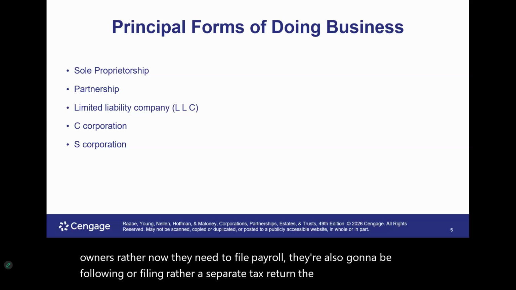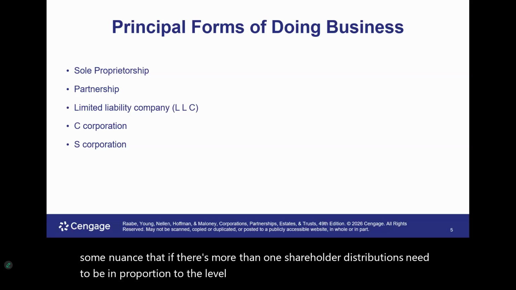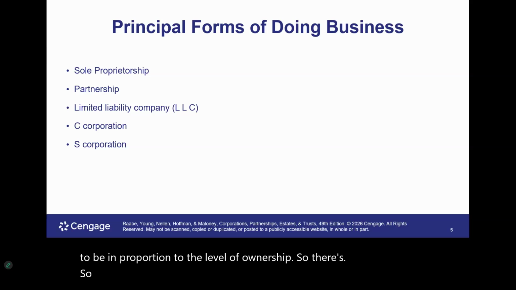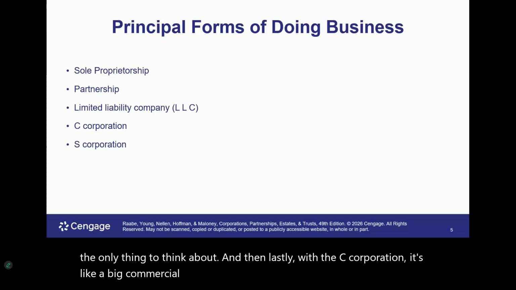There's also some nuance that if there's more than one shareholder, distributions need to be in proportion to the level of ownership. So there's so many things that need to be considered. Saving money on taxes is not the only thing to think about. And then lastly, with the C corporation, it's like a big commercial truck. It's powerful, but it's expensive to run. There's a lot of things to consider.